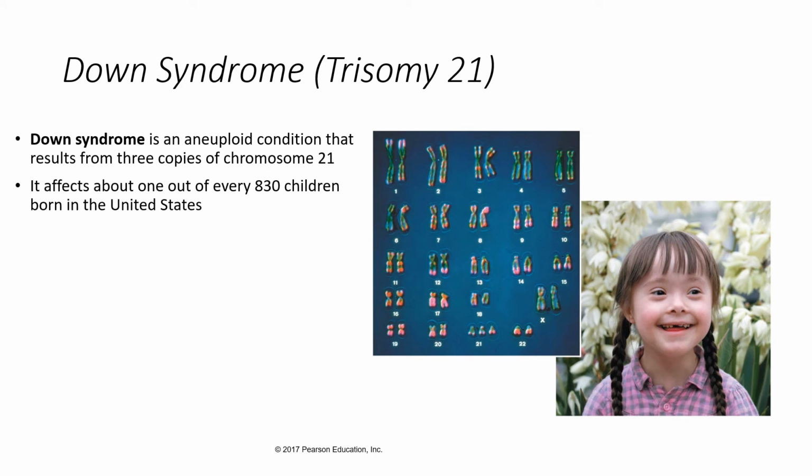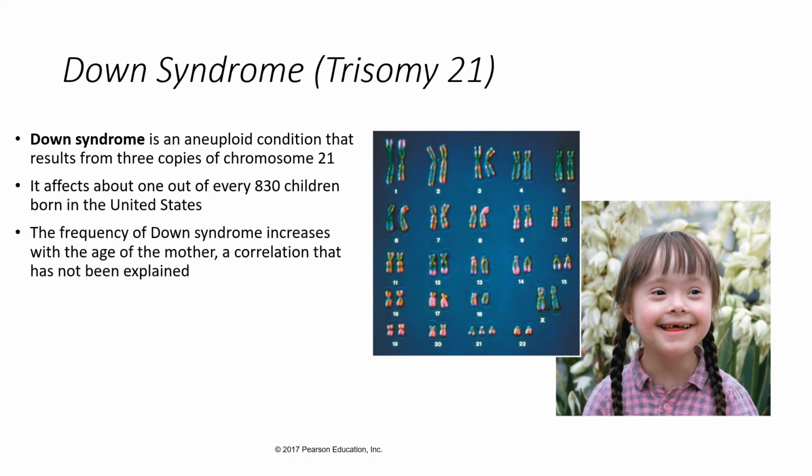This affects about 1 in 830 children overall, and it seems to be linked to older mothers giving birth to children. Not exactly sure why. There have been theories that there is something that happens during meiosis in older parents that lead to non-disjunction happening more readily.